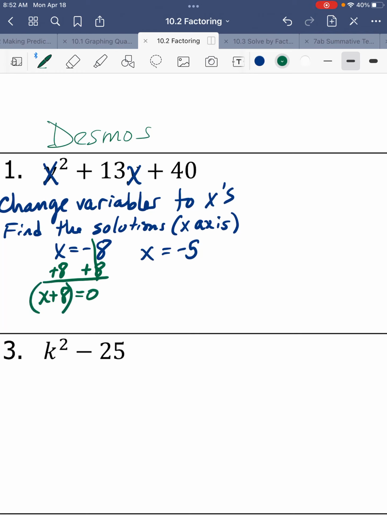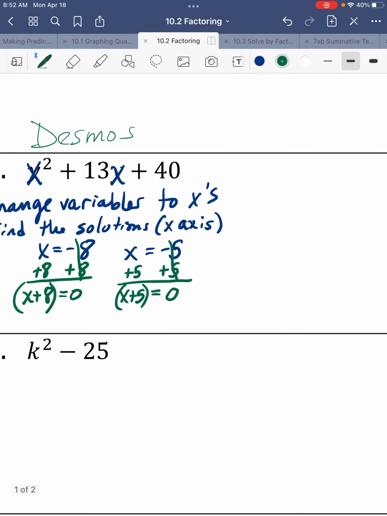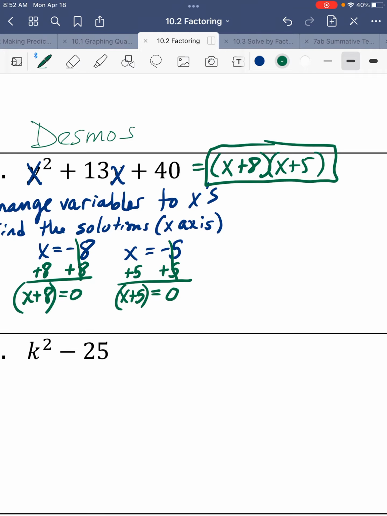Here's your factor, x plus 8. On our next one, we have x equals negative 5. Let's make it equal 0. Opposite of negative 5 is add 5. That'd be 0 on the right side, and the left side is x plus 5. There's your factor. So the factors of x squared plus 13x plus 40 are x plus 8 and x plus 5. Those are your two factors.